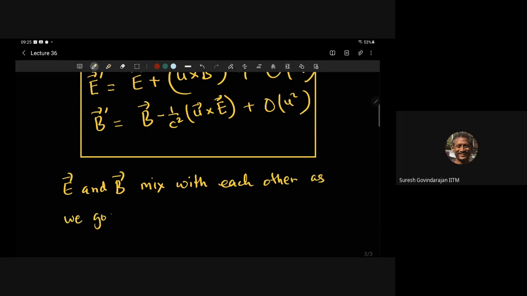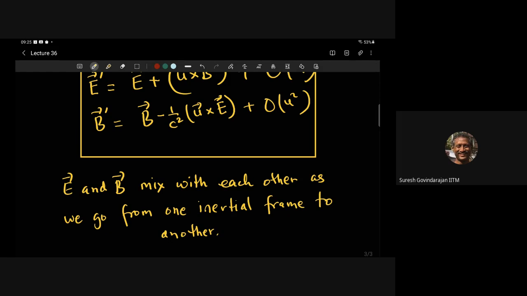As we go from one inertial frame to another, that's all it says. And it gives you a much stronger form. It tells you how it is to order U. And the biggest takeaway here is that we did not make the assumption that U has to be large.